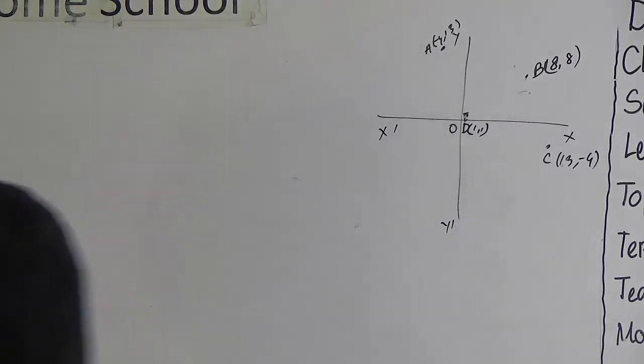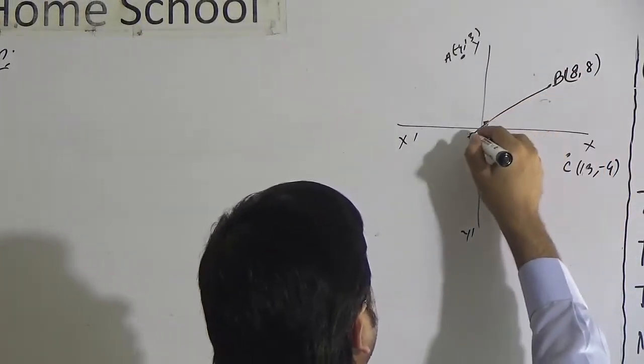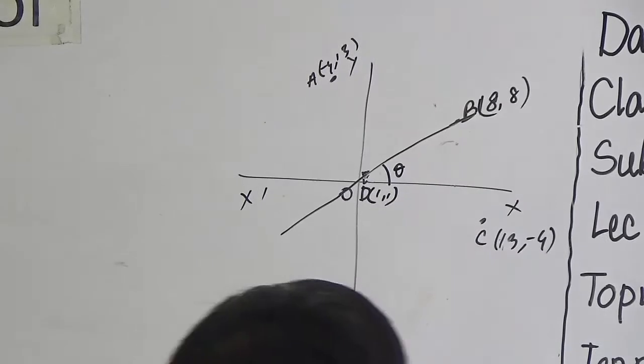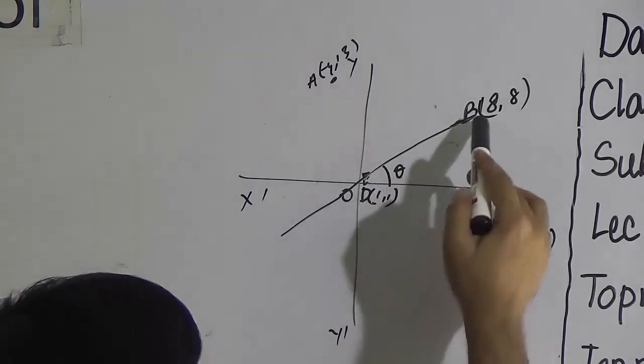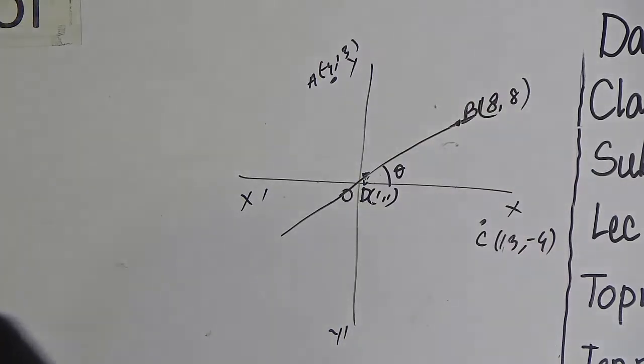Now what is question A? Determine the angle that the line BD forms with x-axis. So line BD means join B and D, this line. The angle produced with x-axis, consider this is angle theta. We need to determine the measurement of angle theta. Dear students, to determine it, we need to determine the slope or the gradient of the line BD. So we can determine the slope of the line BD.